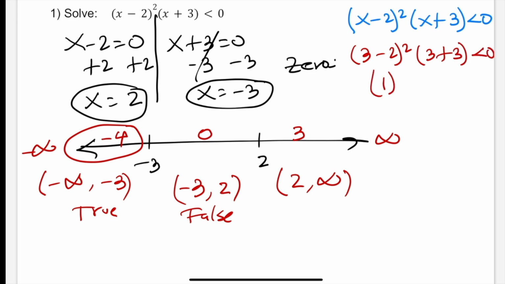3 minus 2 is 1. 3 plus 3 is 6. 1 squared is 1, times 6 is 6. Is 6 less than 0? False.